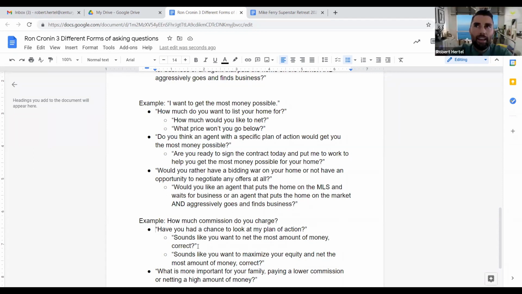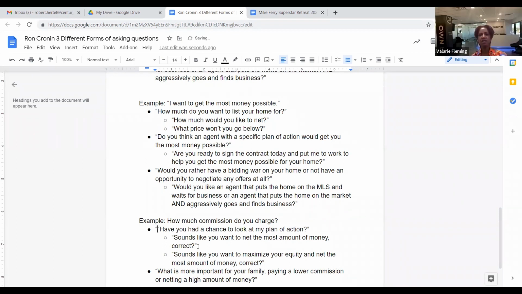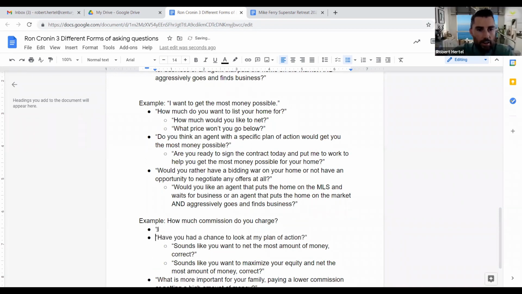What would be an open-ended question for how much commission do you charge? I charge 6%. Just tell them how much you charge and that's it. And how much do they want to pay the buying side? Yeah, you could certainly do that. I like it. That's not open-ended. Yeah, it is. I only charge 2.78%, all of it. How much do you want to pay this buying side?